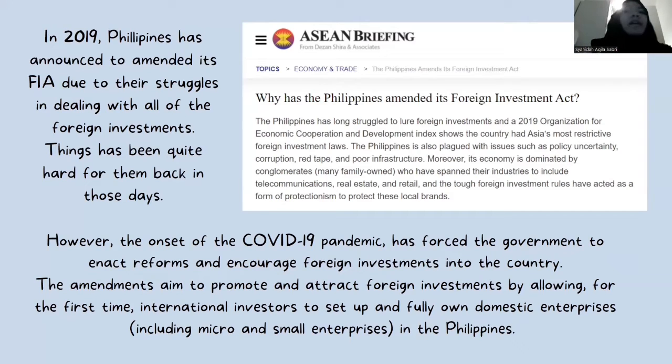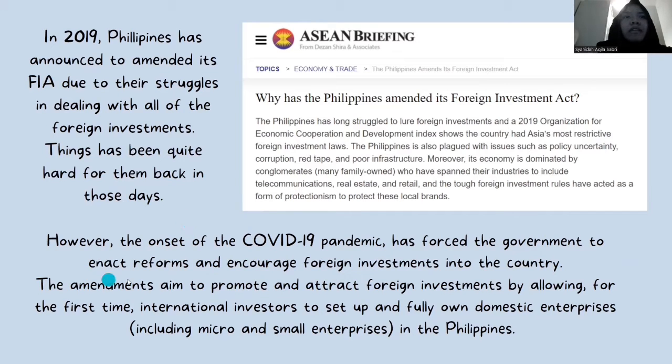But however, the onset of the COVID-19 pandemic has forced the government to enact reforms and encourage foreign investments into the country. So, starting from the COVID period, they struggled a lot. And by amending the FIA, the government was forced to, in order to get back the profit that they had lost during COVID.